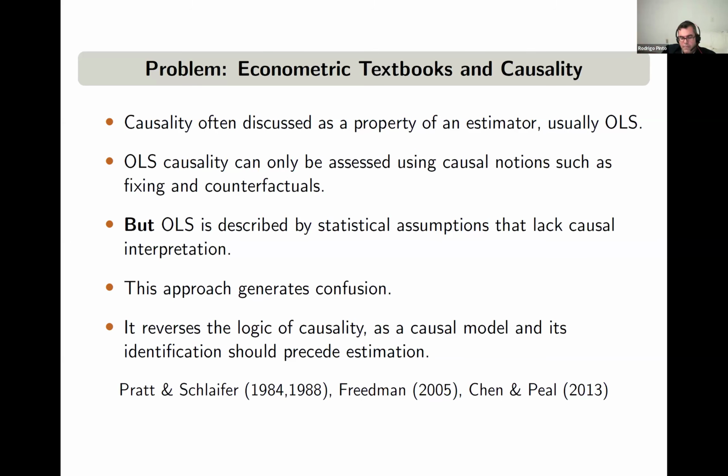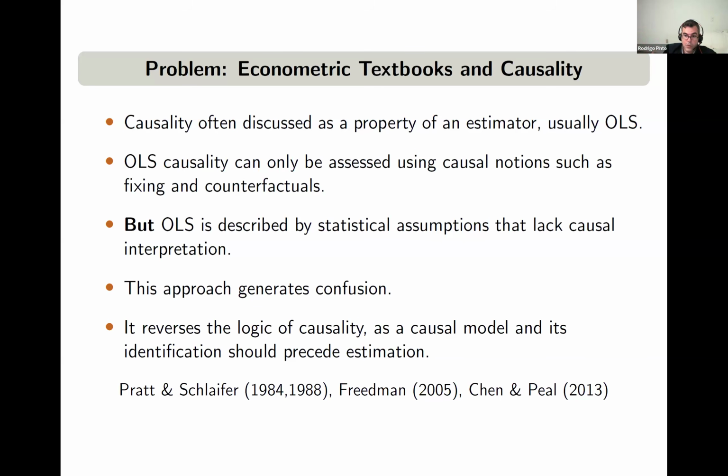One of the main confusions, in my opinion, is that introducing causality using an econometric model defined by statistical assumptions reverses the natural logic of how to think about causal methods. Because in causality, ideally, you would first define a causal model in which you define the causal directions in which one variable affects another.